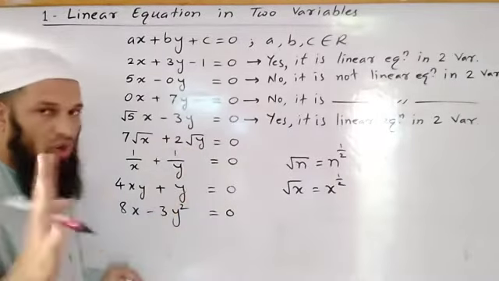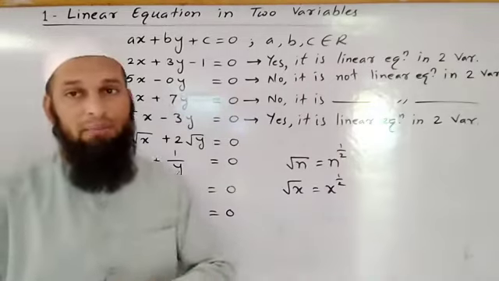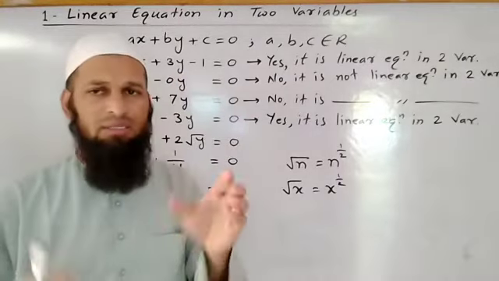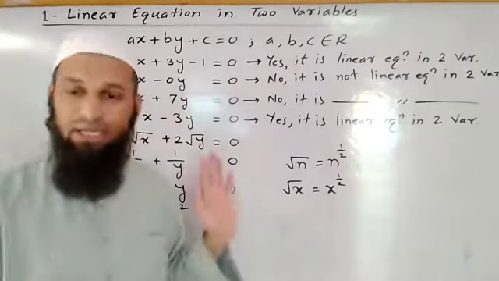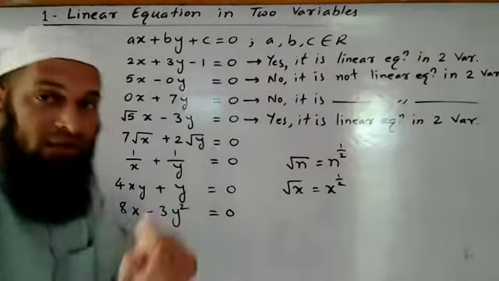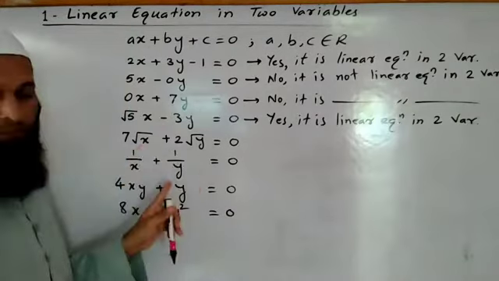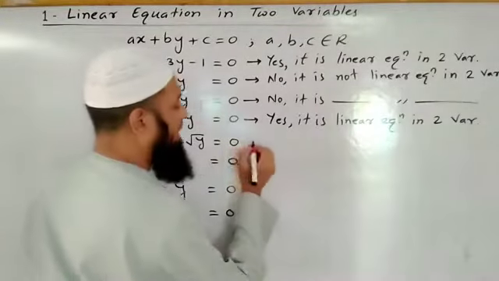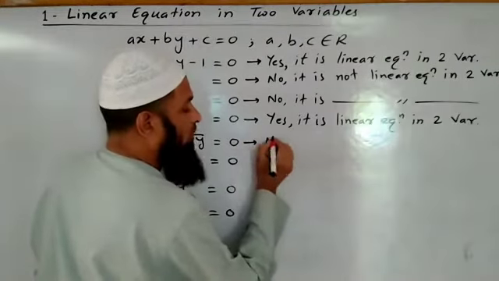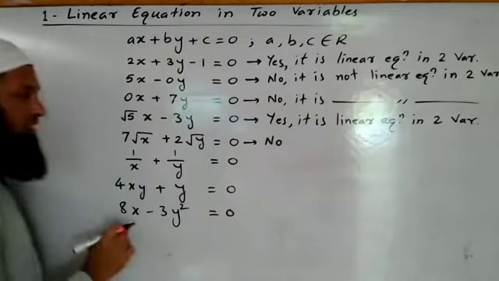So here the degree is half, here also the degree is half. That's why this is not a linear equation. Leave aside two variables, one variable, leave that, it is not a linear equation. So what is the reason? The degree is not 1, that's why. The degree of both the terms is not 1, that's why no. Okay, it is not a linear equation.